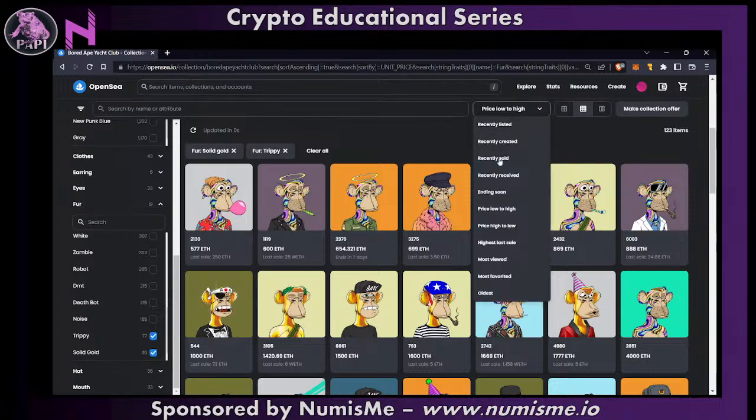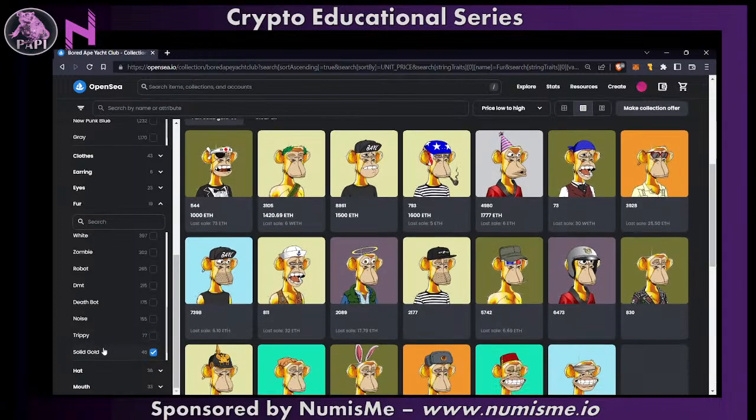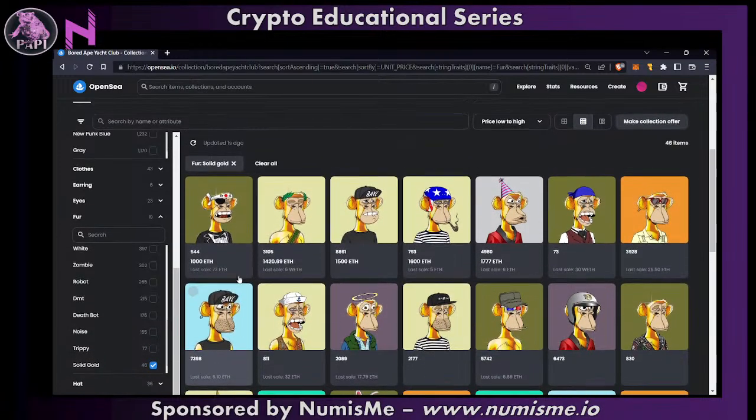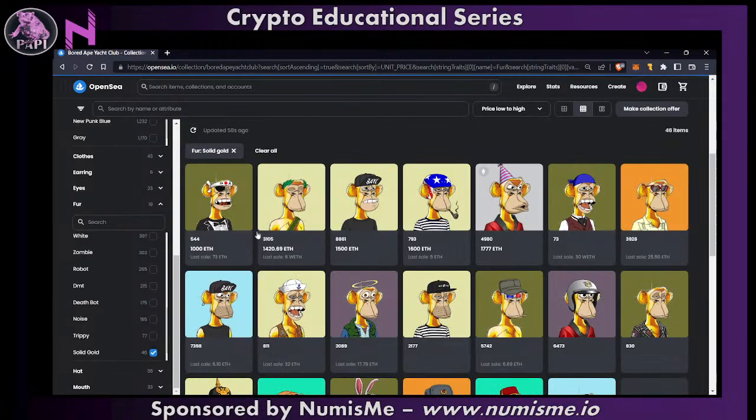And there are different ways to do it. You have a lot of filters here. In this case, I might say, all right, I really want to try to get in on a solid gold ape. What is the floor price, or the cheapest that I can find it for? I can sort it by price, low to high. Looks like 1,000 ETH is the cheapest that I could get into the solid gold apes for.